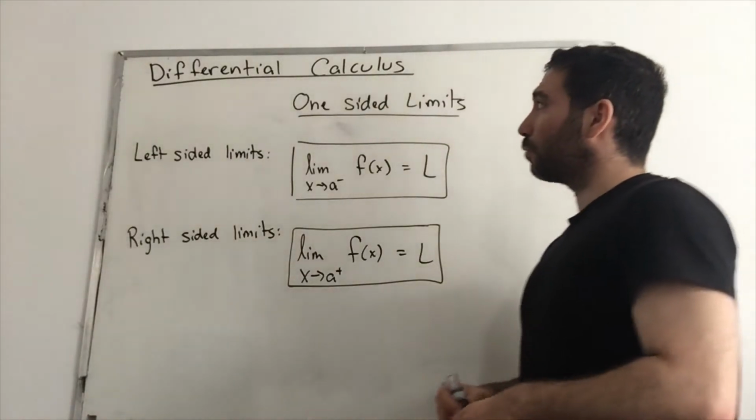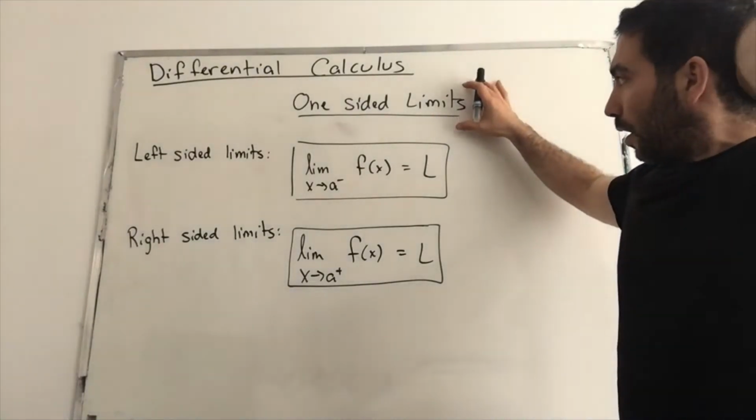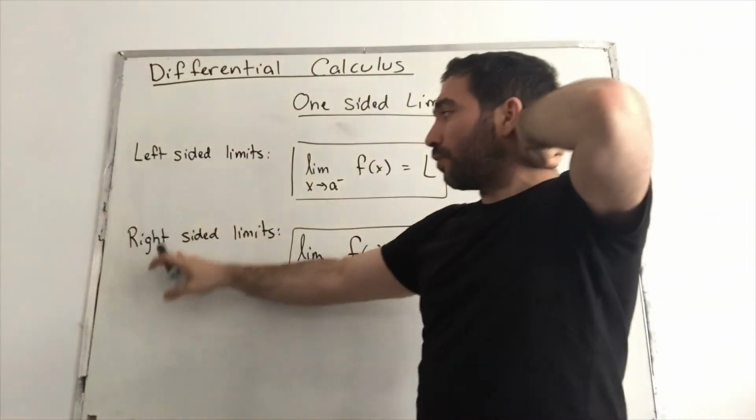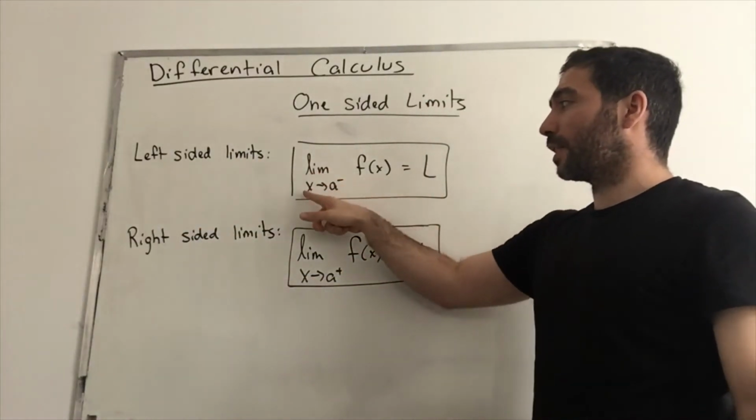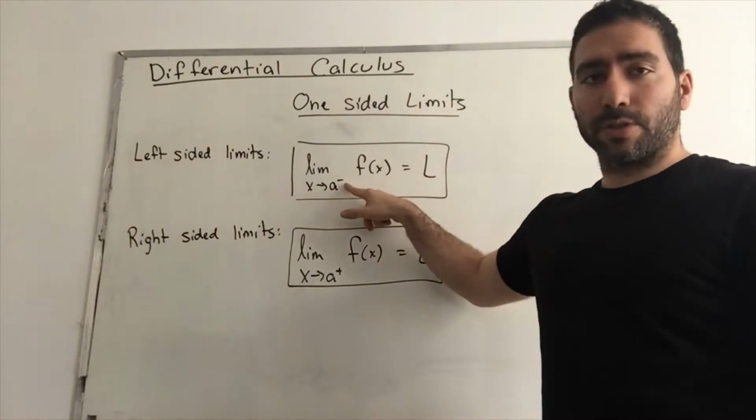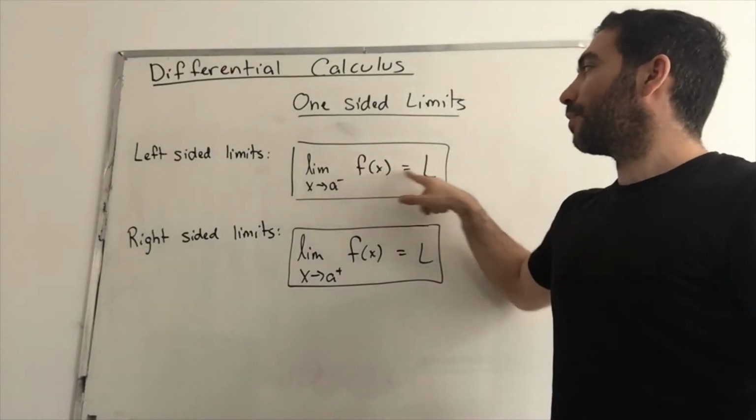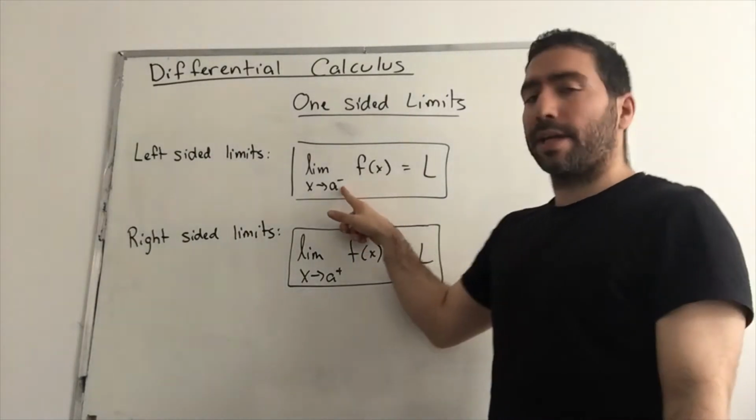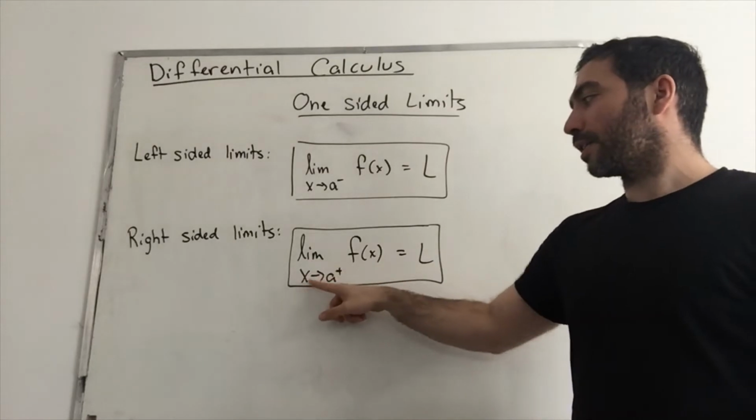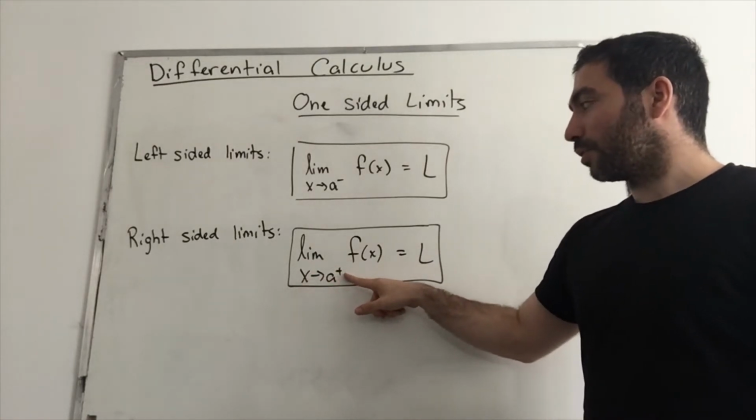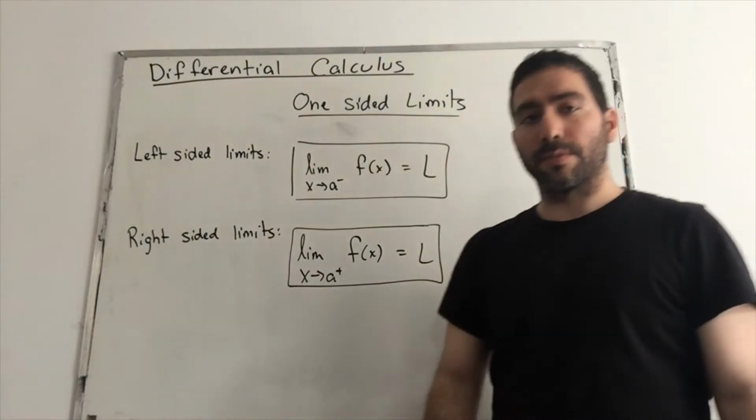Okay, so now we're going to look at one-sided limits. So just quickly, we have left-sided limits and right-sided limits. Essentially, for left-sided limits, the notation we use is the limit as x approaches a, with a superscript negative sign, of f of x equals L, as opposed to just having a here. And right-sided limits are the same idea: the limit as x approaches a with a superscript positive sign of f of x equals L.